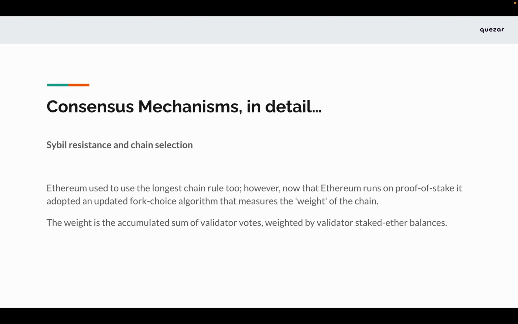So that was all about consensus mechanisms. And in the next video, we'll compare Web 2 with Web 3.